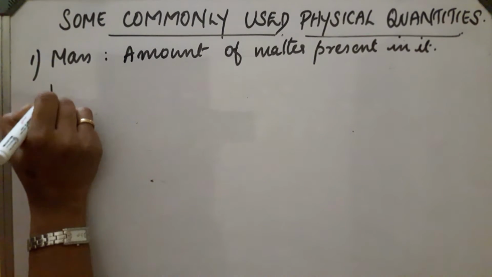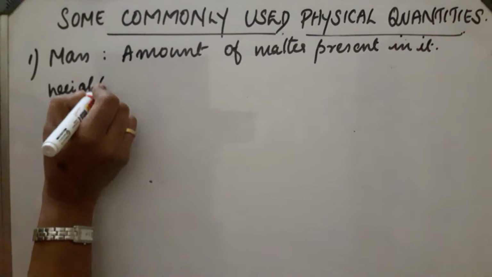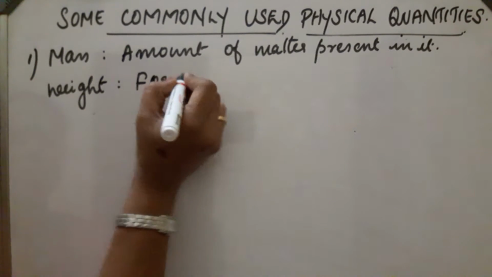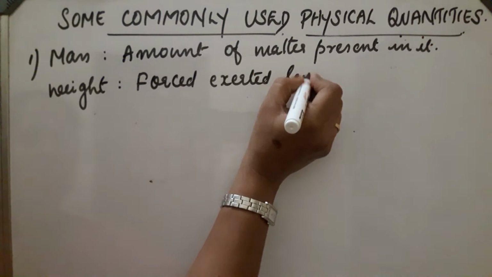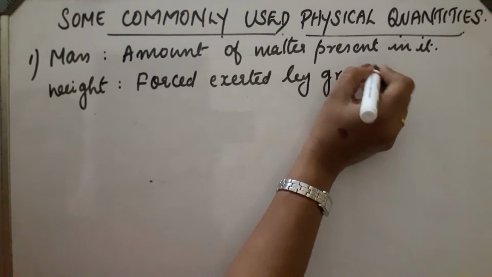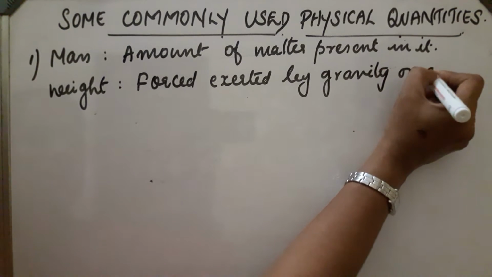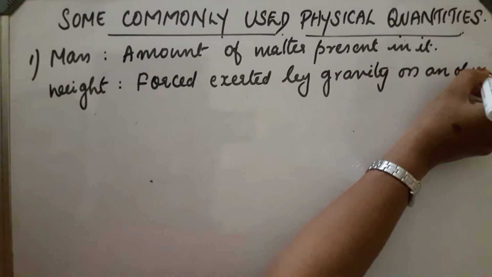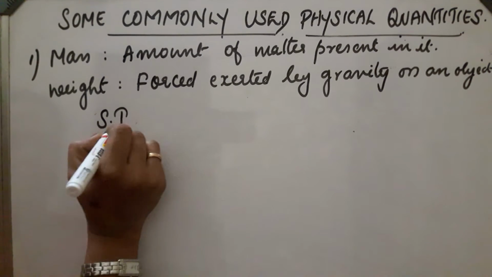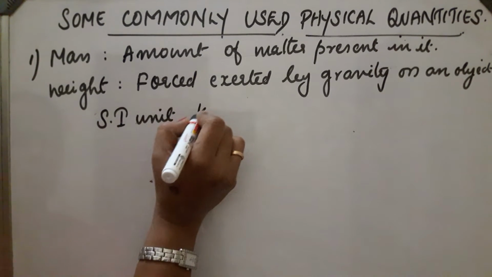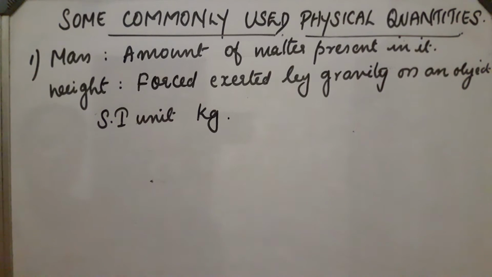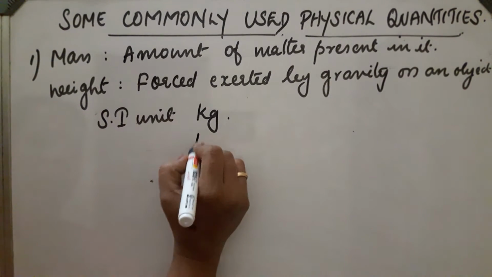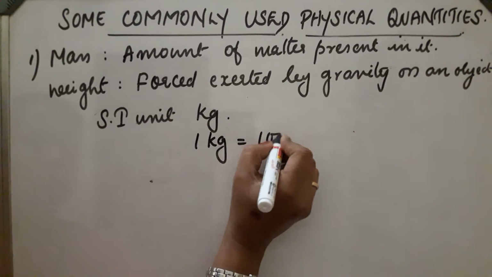And what is weight? Weight means the force exerted by gravity on an object. And the SI unit of mass is kilogram. Also, the smaller unit is gram, which is the unit we use in the laboratory. So 1 kilogram is equal to 1000 gram.